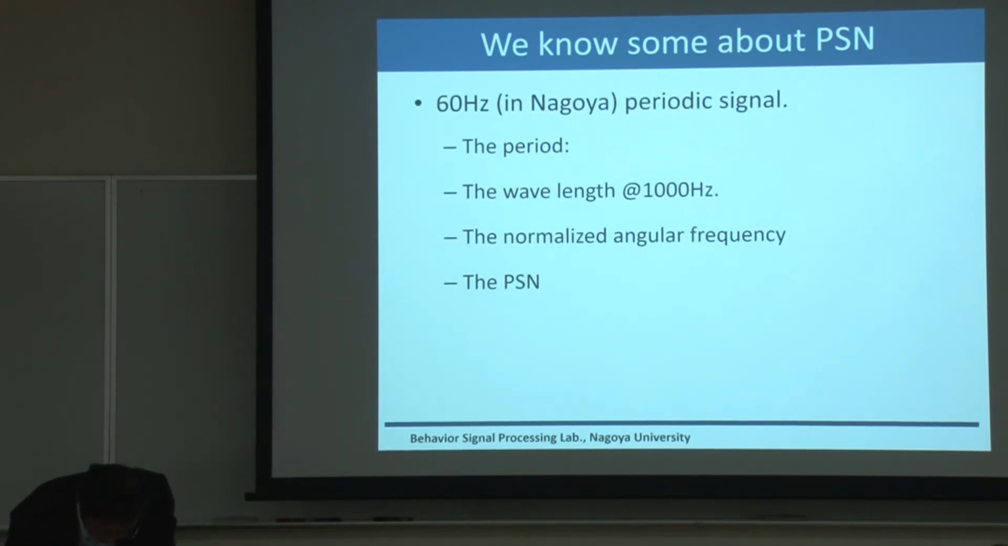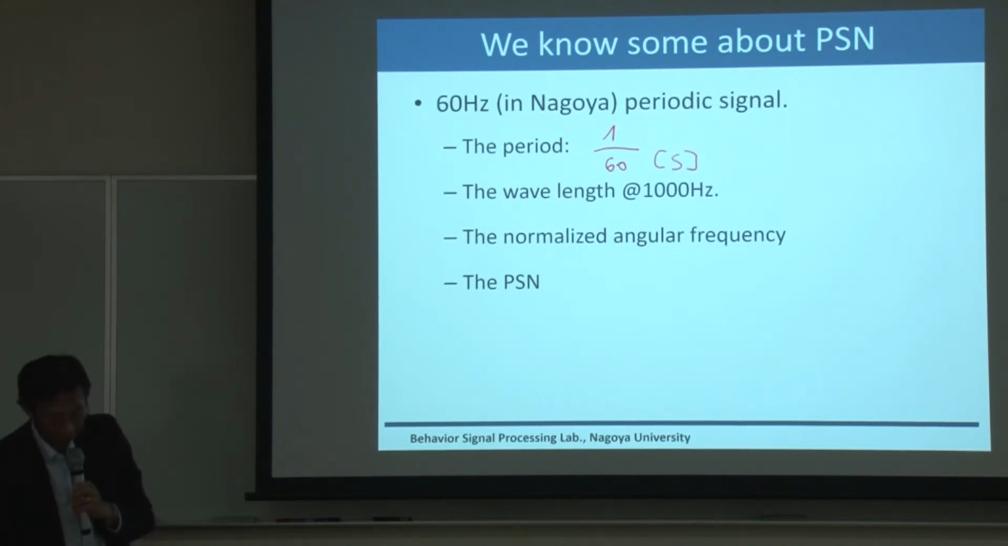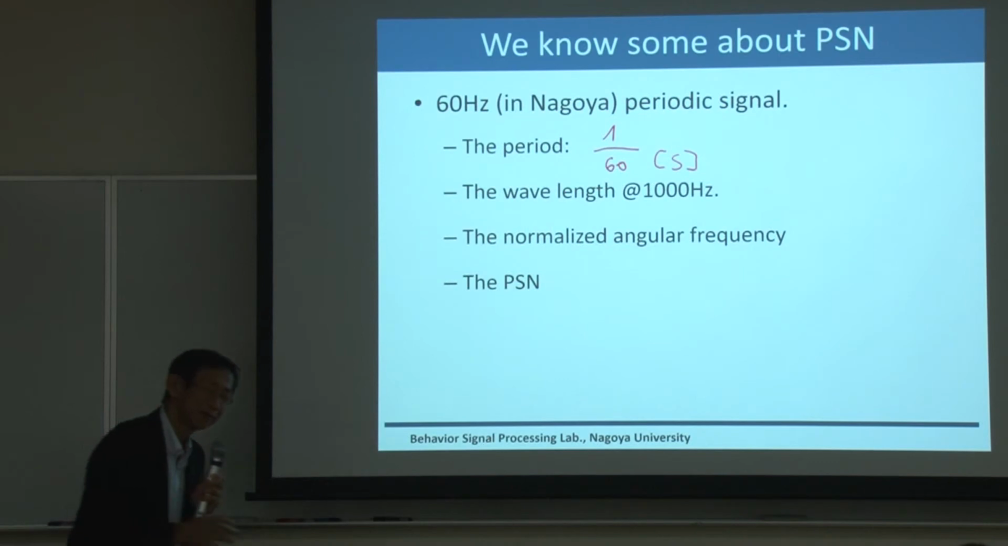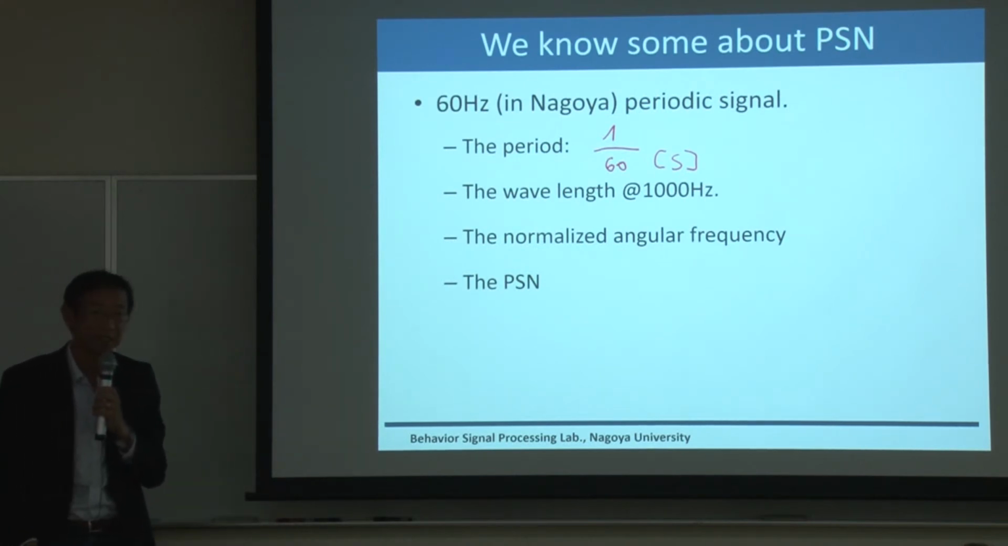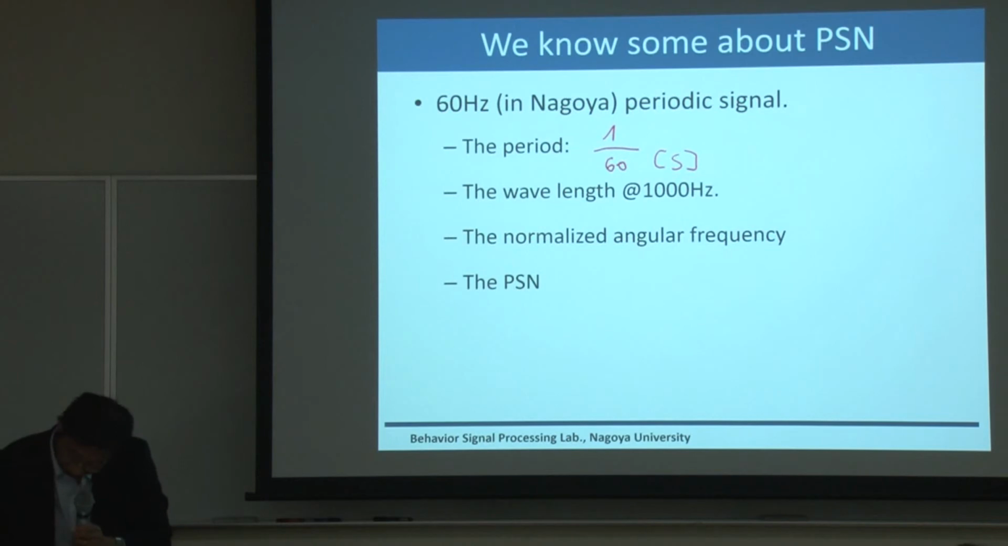So the period is 1/60 second. So the wavelength at 1,000 hertz. By the way, I'm assuming that these signals are sampled at 1,000 sampling frequency. That is a little bit difficult notion. So, I simply assume that there are 1,000 samples in a second. So in that case, period times 1,000 is equal to 1,000 over 60. This is the wavelength.